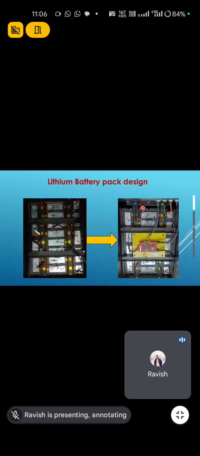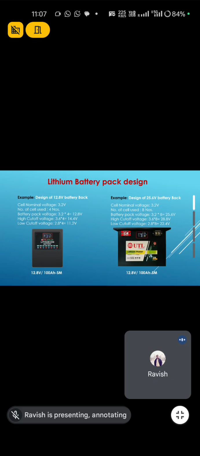And then we use the BMS, the battery management system. BMS is the battery management system. It handles the battery protections, and charging current, discharging current. BMS is monitoring all the parameters.